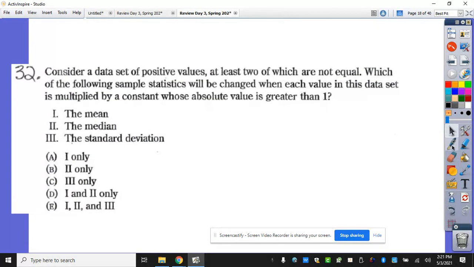This problem said, consider a set of positive values, at least two of which are not equal. Why did it say that? So you know that there's a range. What happens if every single one of them were 0 or were the same number? There's no range and what? The mean and the median are the same. Which means which of these three would be 0? So what happens if I multiply 0 by something? It wouldn't. And that's why they had to say that.